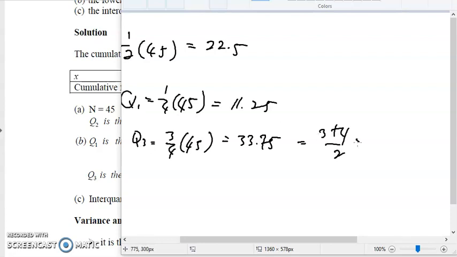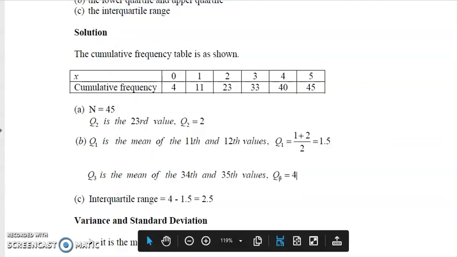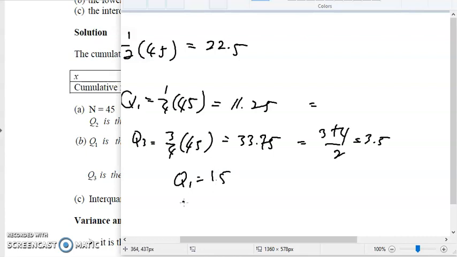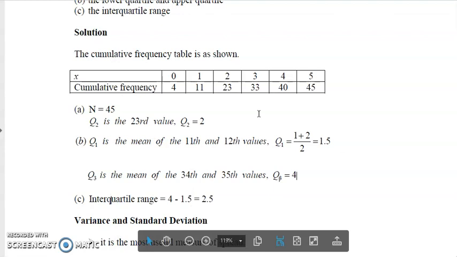3 plus 4 over 2 is equal to 3.5. Okay, so this is 3.5, so this is your Q3. So your Q1 is equal to what we have just now. Q1 is 1.5, Q3 is 3.5. Okay, so where did we get it? We got it from here, just now.